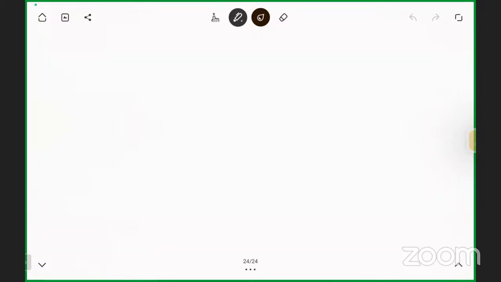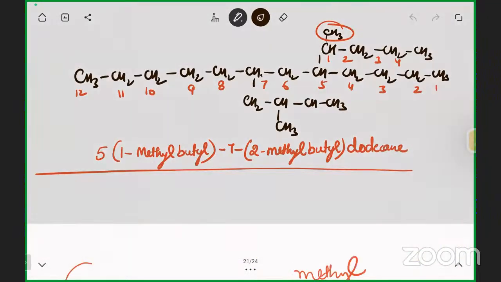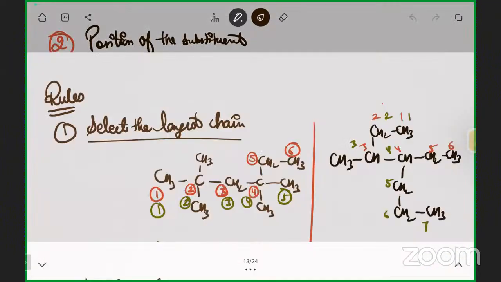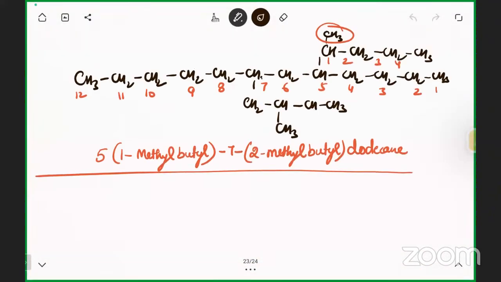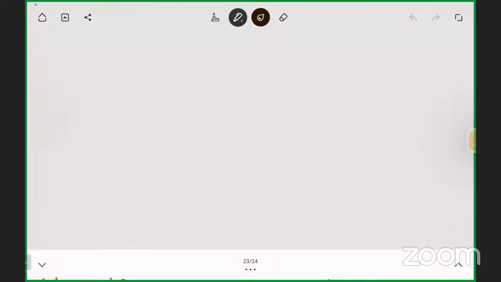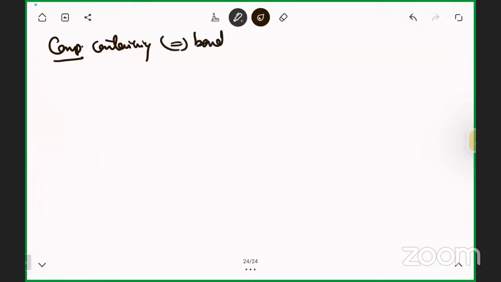So let's start doing the nomenclature of compounds containing double and triple bonds. Earlier we were doing only examples which were having single bonds. All the examples were containing single bonds. Now let us start with compounds having a double bond. A compound containing a double bond means we are talking about alkenes.